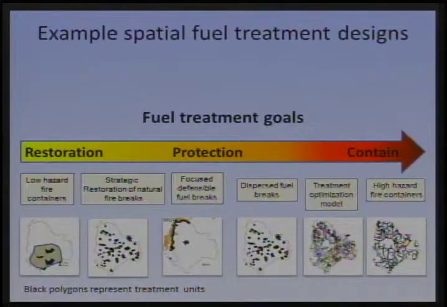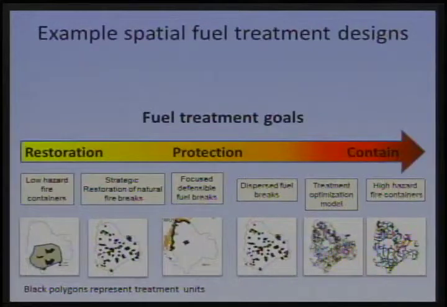Okay, so moving along towards protection, if we have some kind of vegetation that formed natural fire breaks historically, we might restore those. For instance, aspen stands in the Rocky Mountains were natural fire breaks, but they're being encroached by conifers. And so we go in and thin them out and restore their landscape functionality as natural fuel breaks. This is an entirely different spatial pattern of treatments. We have focused defensible fuel breaks where we might have a WUI shown in orange, and we'll put fuel treatments around the WUI to stop fire from entering it and facilitate suppression.